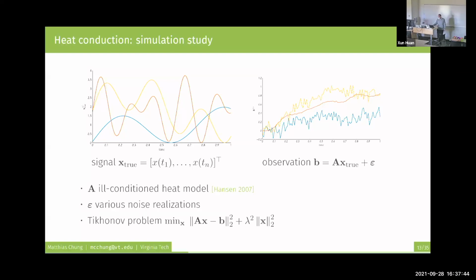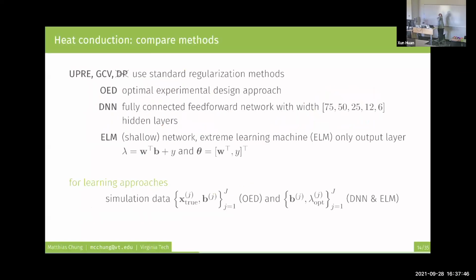Of course, if I propose a new method, I should compare to what exists. So these are the three statistical models over here, and I crossed out the discrepancy principle because that performs so badly in this case that the graphs will not look pretty if I include that. Okay, so I use the optimal experimental design approach, and two different networks here. DNN is just a deep neural network, and ELM, you can think about as a regression model. It's a linear neural network, which is just one layer.